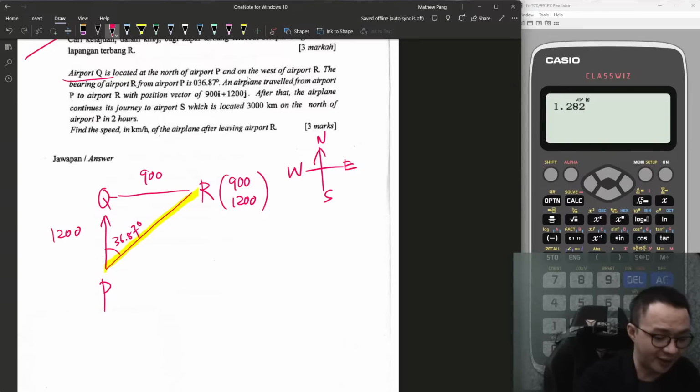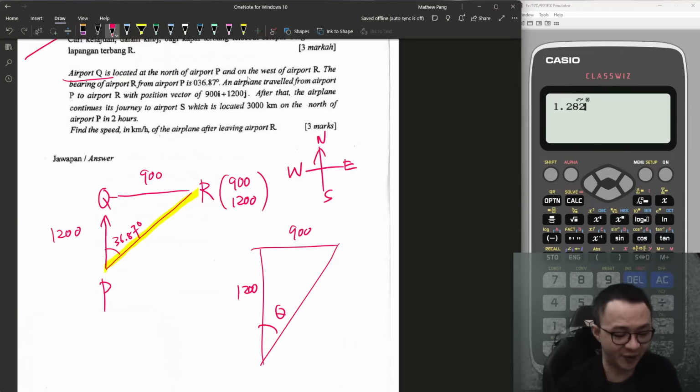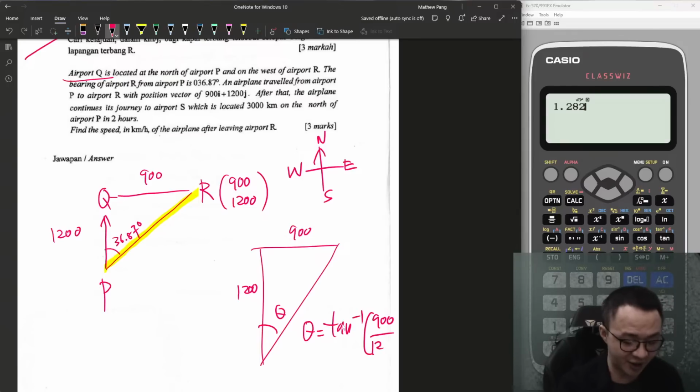1200 is this one, right? So therefore, I quickly do a shift tangent to see whether this theta is correct or wrong. So basically, I have something like this, right? 900, 1200. I want to check this theta. Is it 36.87? So I will do an inverse tangent to get the theta, right? I will do inverse tangent of opposite over adjacent, isn't it?